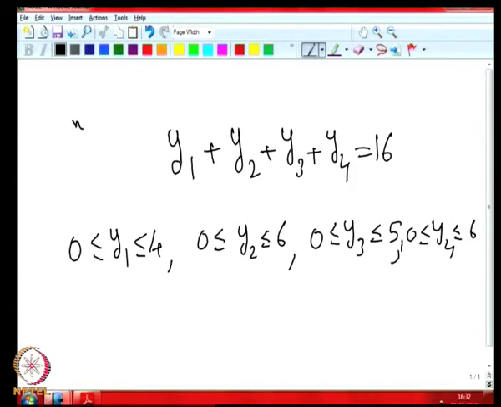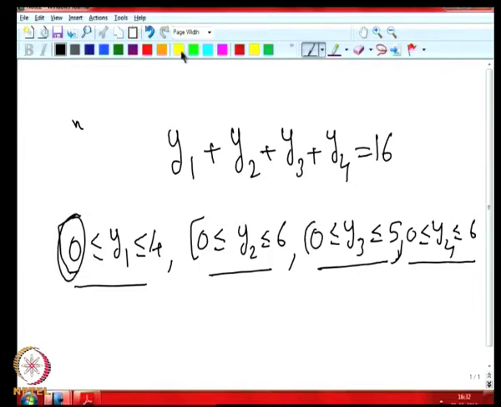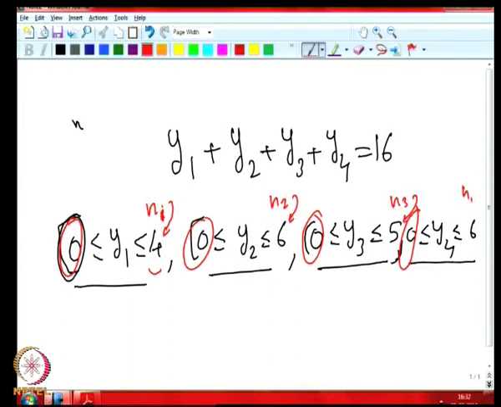Each variable has a certain range. The good thing is that the lower limit for each variable is 0. Here, see, the lower limit is 0 for each variable. So n1 is equal to 4, n2 is equal to 6, n3 is equal to 5, n4 is equal to 6.